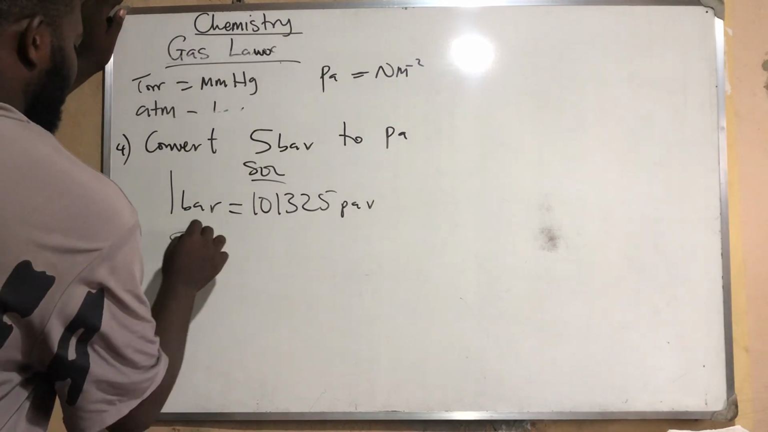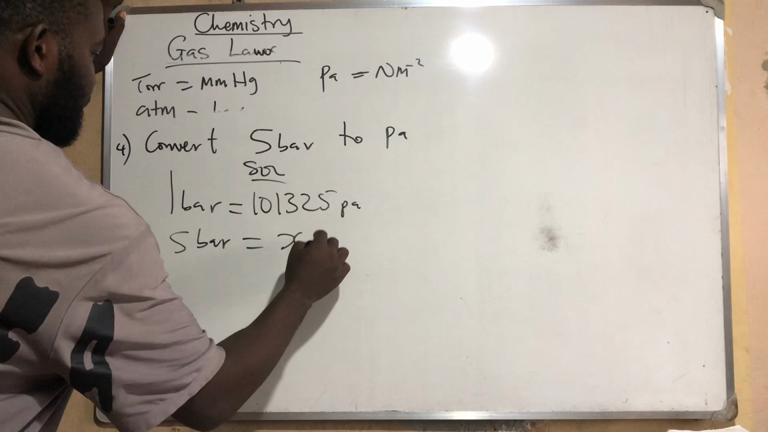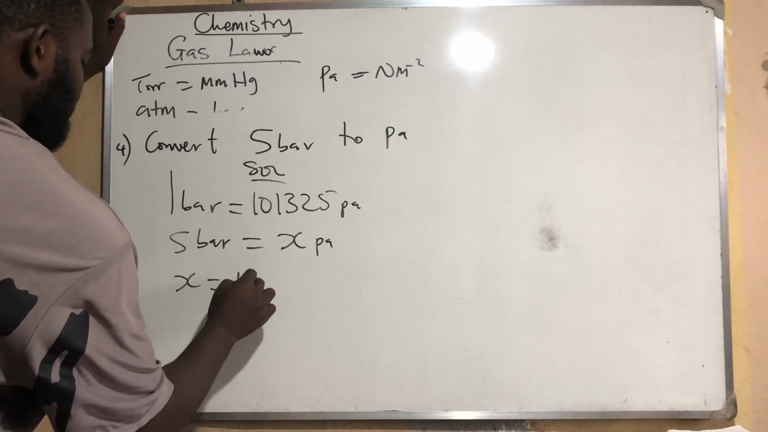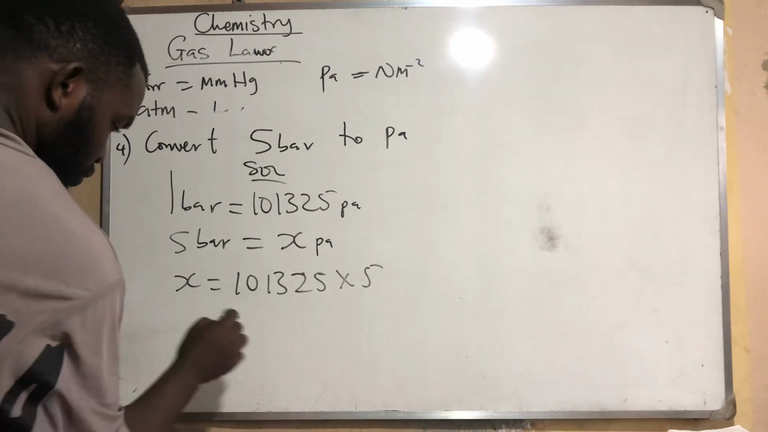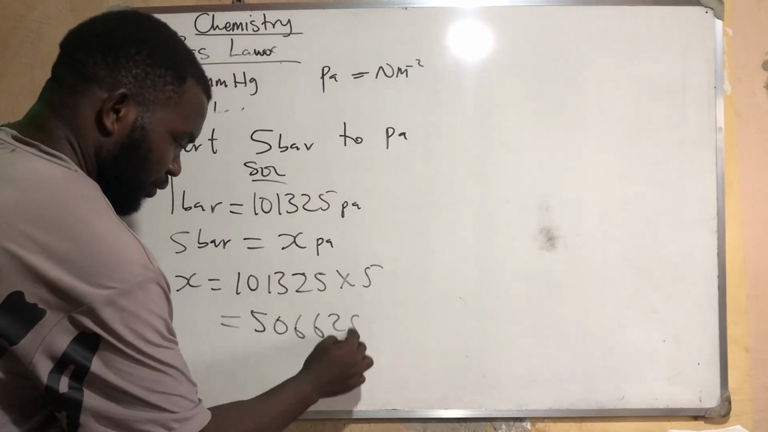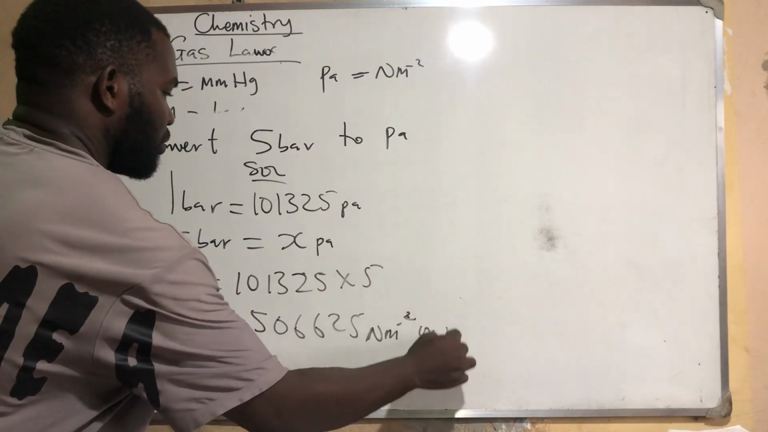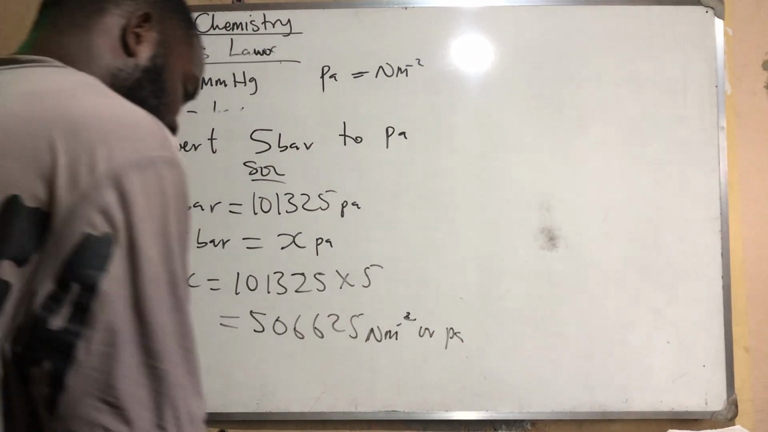So I have 5 bars is equal to what? X Pascal. So therefore, x will now be what? 101,325 times 5, which will give you 506,625 Newton per meter square, or we call it Pascal. Okay, so that is that for that.